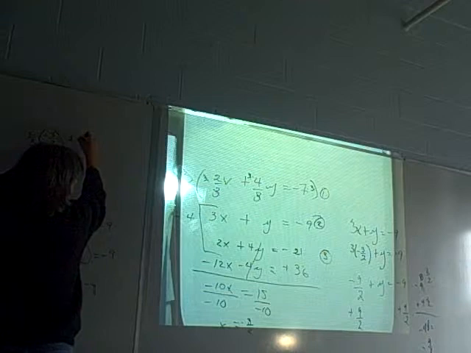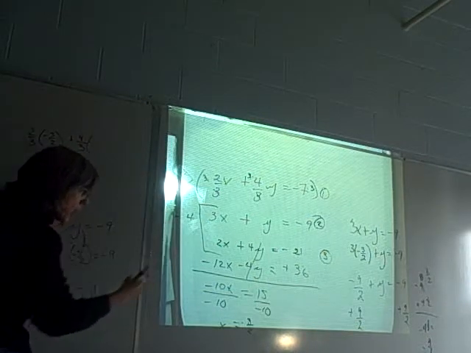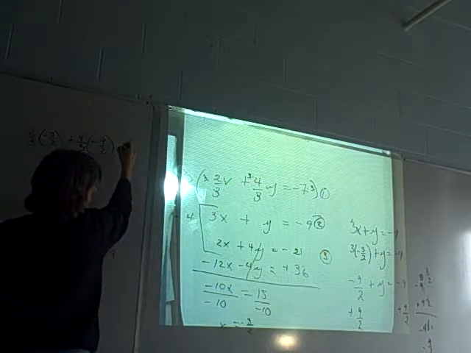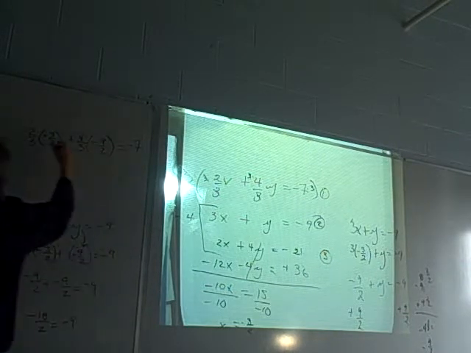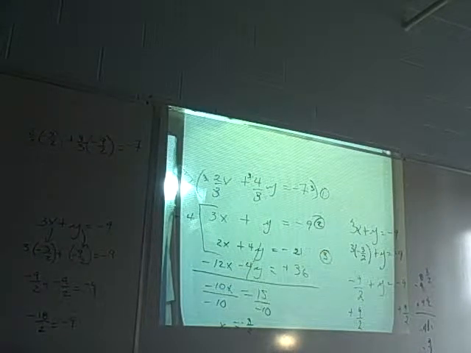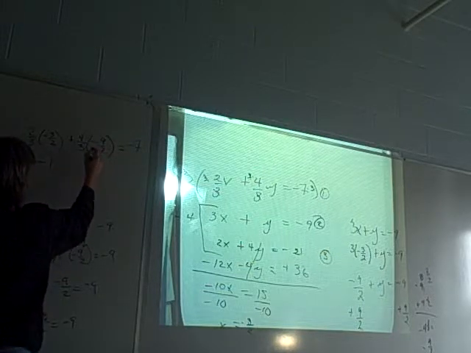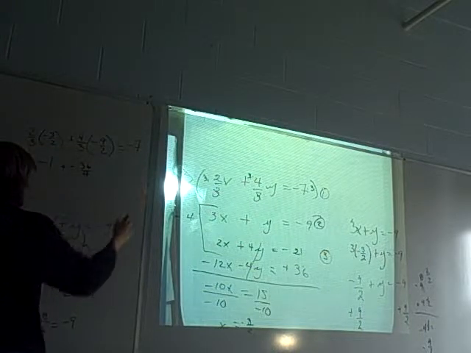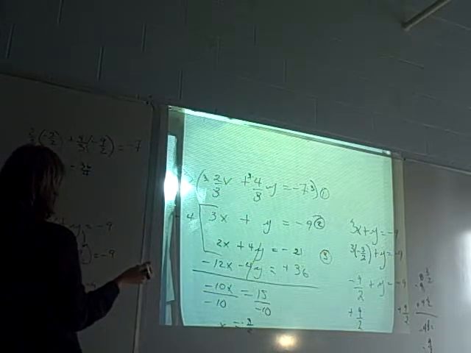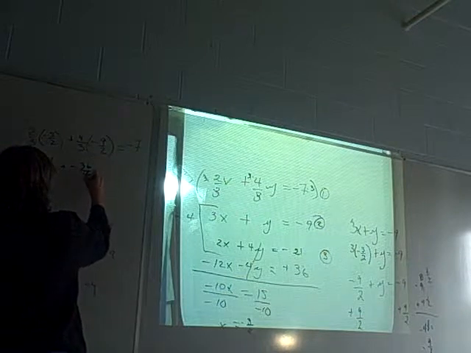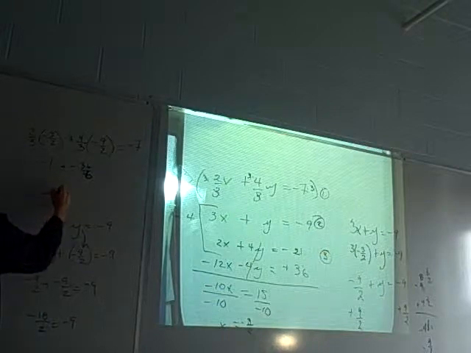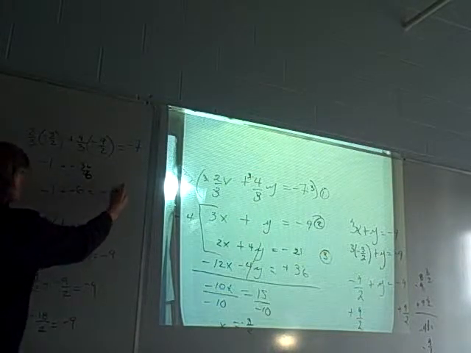Plus 4/3 y. 9 halves is going to equal a negative 7. So what happens here? What do I have? Negative 1. And this is going to be a negative 36 over 6, which is equal to negative 6. A negative 1 and a negative 6 is equal to a negative 7.